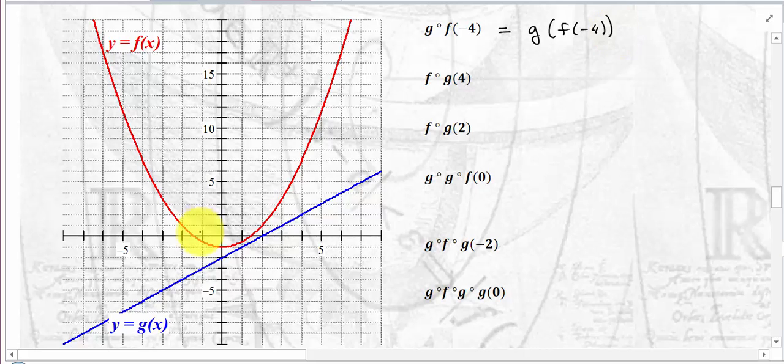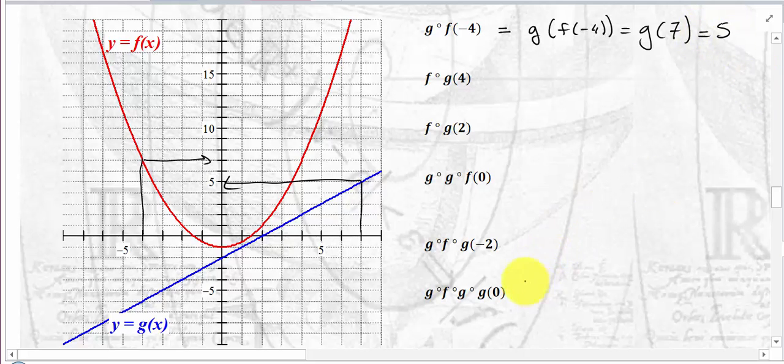Well, what is f at negative 4? So you go to negative 4. F at negative 4 is 7, right? So it is g of 7. And g of 7 is 5. So it is 5. That's it. That's how you do it, okay?